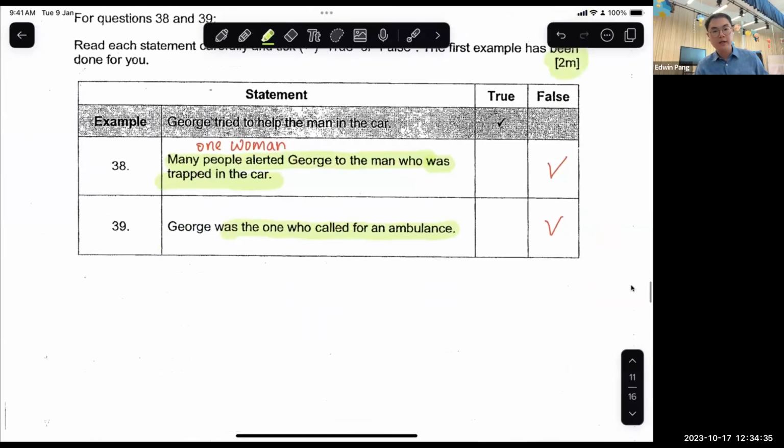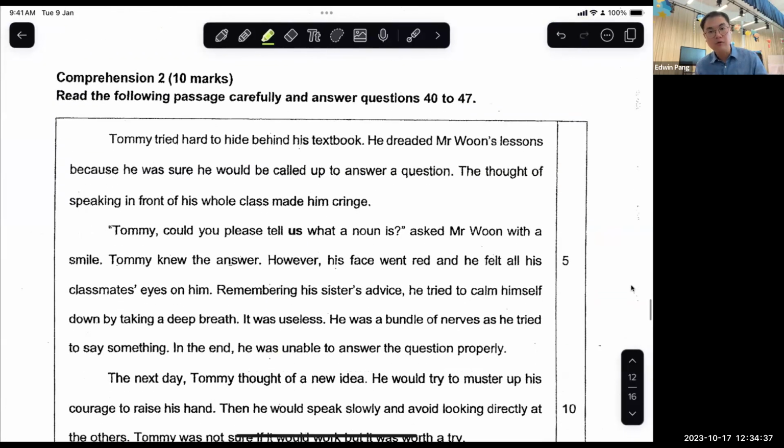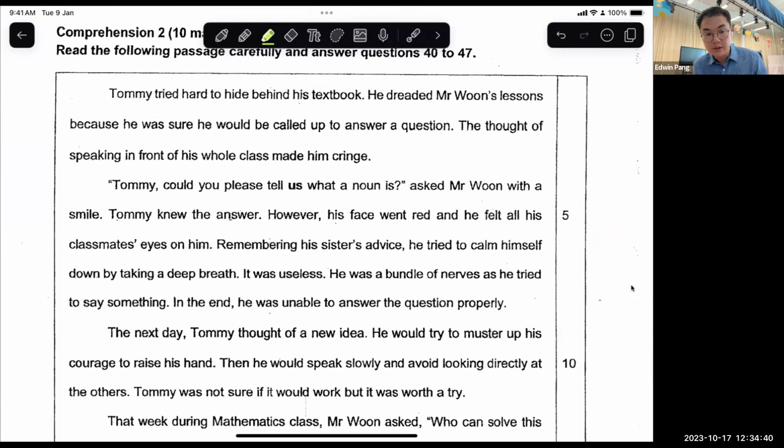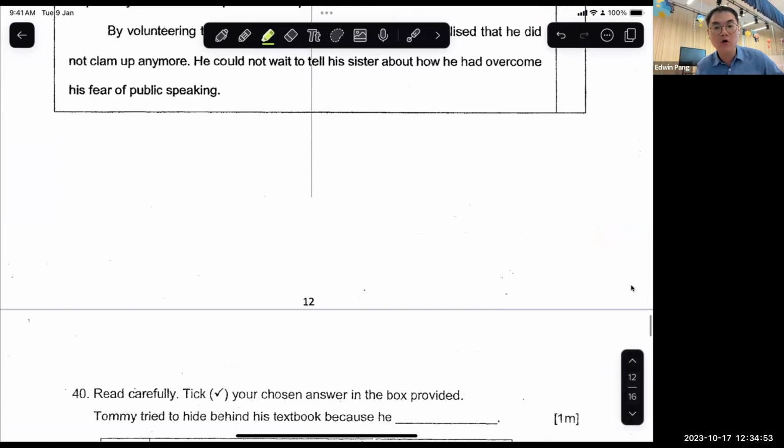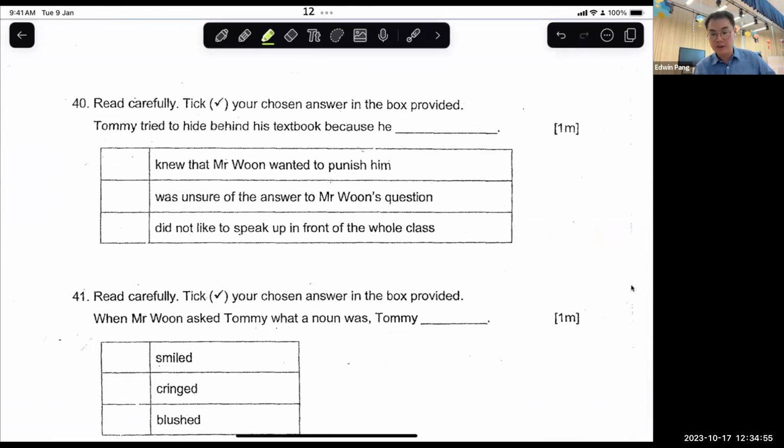Okay, so this next one is about Tommy and his encounter with his teachers, and his fear of public speaking. So remember to read first for gist and then for detail, right? Gist and detail. So now I just go straight to the question. I'm assuming you all read it already, right? So I can just go straight to the question. Highlight the marks, always make that a habit, so you don't forget to see how many pieces of information you are required to find. Okay, then Tommy tried to hide behind his textbook because.